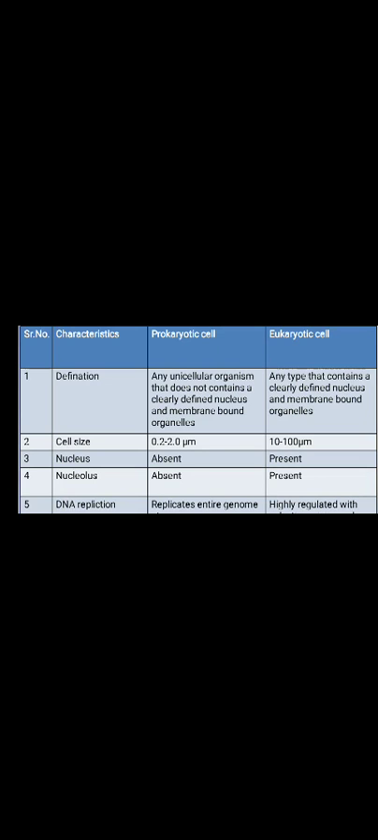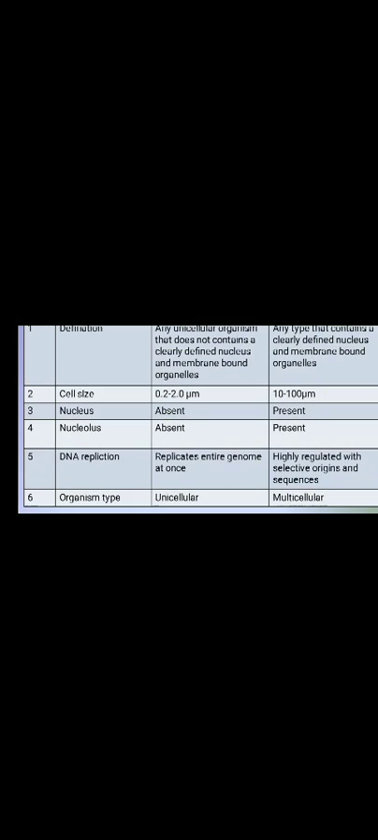Then eukaryotes. Eukaryotes are any type of organism which contains well defined nucleus and membrane bound organelles. These eukaryotic cells are highly evolved cells. Then the second point is cell size. The size range of prokaryotic cell is from 0.2 to 2 micrometer. And as compared to prokaryotic cell, eukaryotic cell is very large in size and its size range varies from 10 to 100 micrometer.